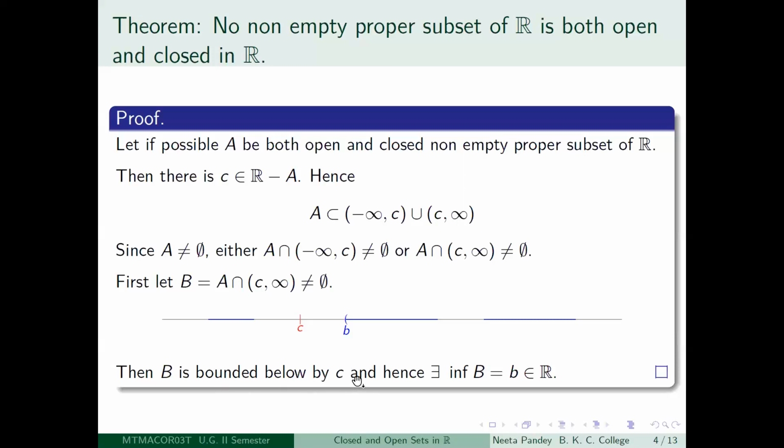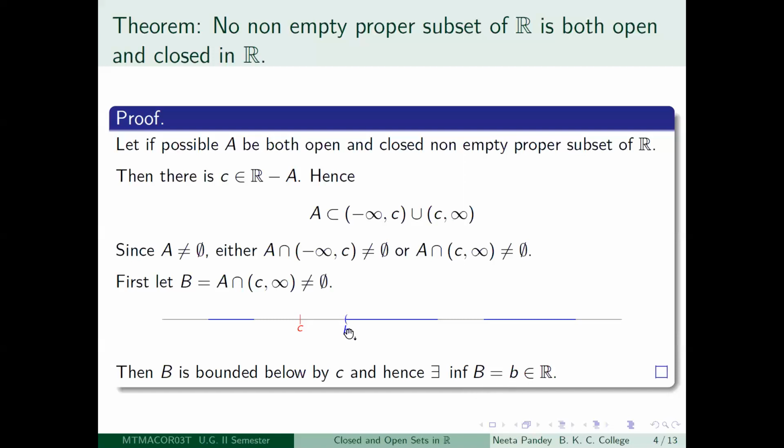So C is a lower bound of capital B. Therefore, B is bounded below by C. Obviously, we have assumed that it is non-empty. So B is a non-empty bounded below subset of R. So hence we know that its greatest lower bound will exist. So let us call the greatest lower bound of B, infimum of capital B, to be equal to little b.